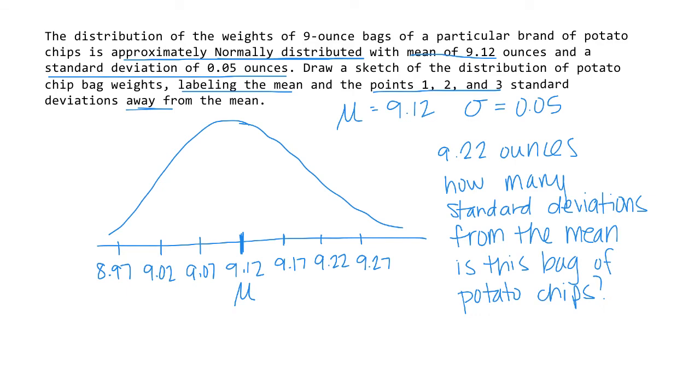Okay, so I just wrote that out. If we selected a bag that was 9.22 ounces, that would be 2 standard deviations. That's here, 2 standard deviations above the mean. So to answer this question, how many standard deviations from the mean would this bag of potato chips be? 2. I'm going to put sigma for standard deviation, or you can write out standard deviations. So we'll put 2 sigmas above the mean.